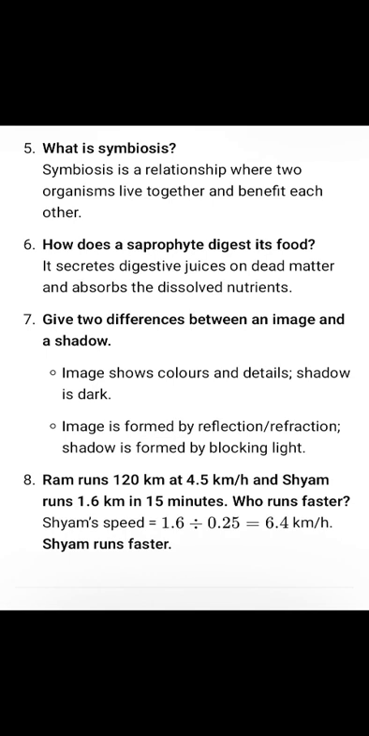Give two differences between an image and a shadow. An image shows colors and details. Shadow is dark. Image is formed by reflection or refraction. Shadow is formed by blocking light.